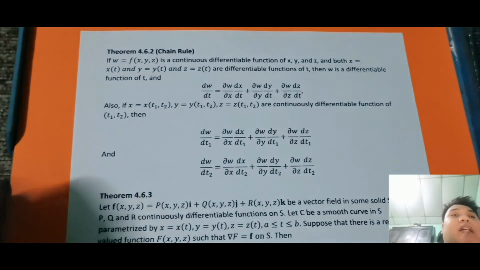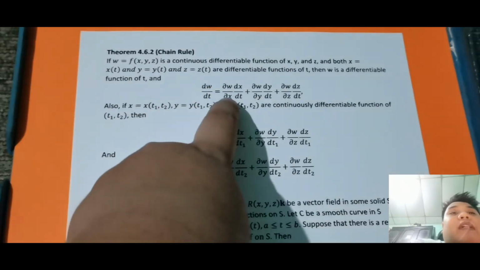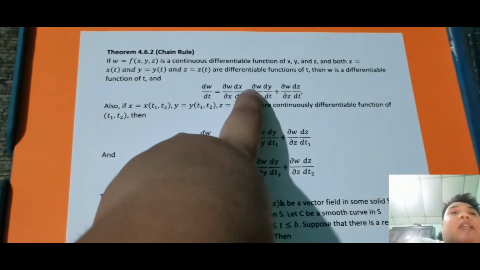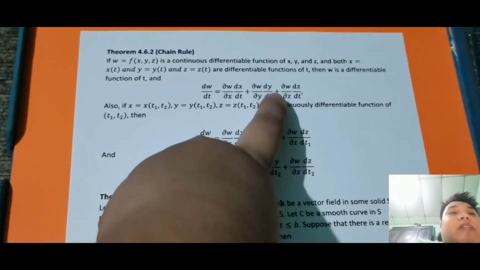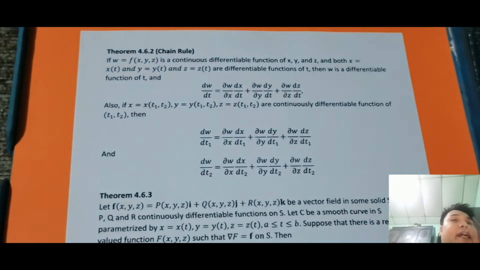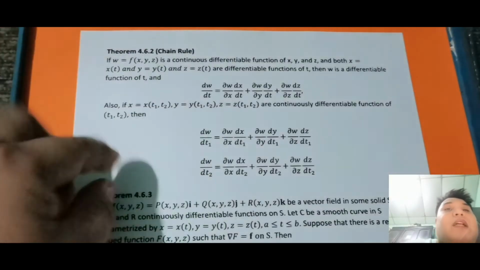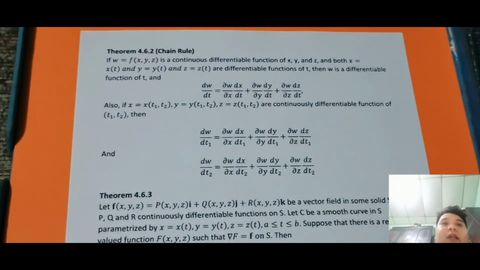So kung napansin mo, nagdagdag lang ng partial derivative of w with respect sa x, dx dt. Partial derivative of w with respect sa y, dy dt. Partial derivative of w with respect sa z, dz dt. Okay, so yun ang gagawin. So note na, if lalagyan natin ng parameter, pag pinaparameterize natin siya, minsan dito, double na.